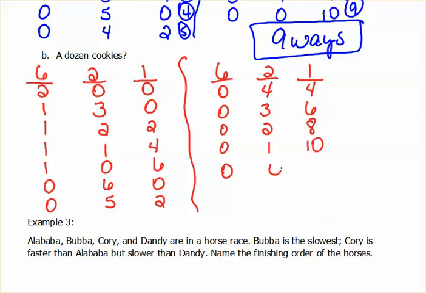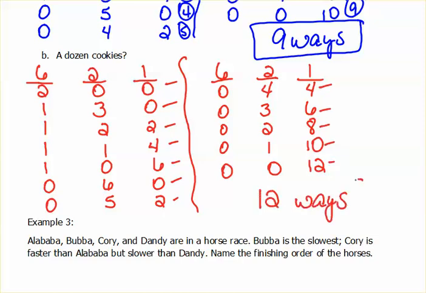And if I had no groups of 2, no groups of 6, I would need all 12 of those to be singles. But now we've come up with a systematic way of counting how many different ways. So that's 1, 2, 3, 4, 5, 6, 7, 8, 9, 10, 11, 12. 12 ways that we could package those up and get a dozen cookies.